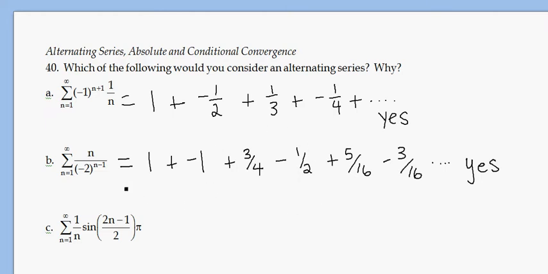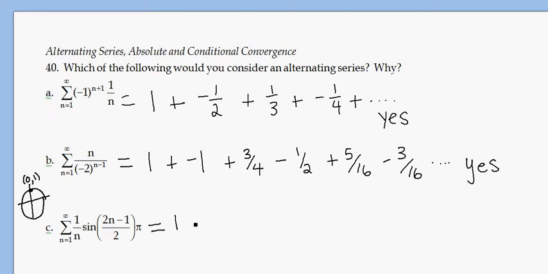my computations. Okay, in this last one, if we set n equal to 1, we get 1 over 1 times sine of 2 minus 1 over 2, so sine of 1/2 pi. Sine of pi over 2 is equal to 1. I just drew this unit circle to show you that the y coordinate at pi halves is 1. So the upshot is we get 1.